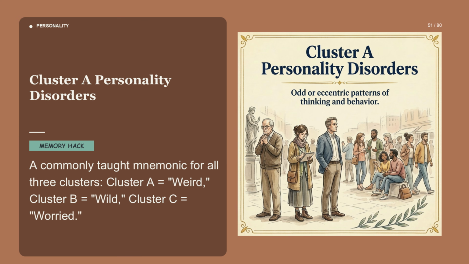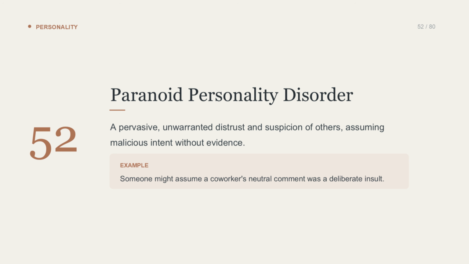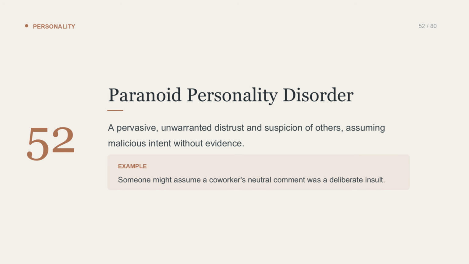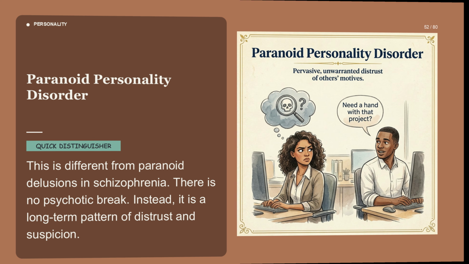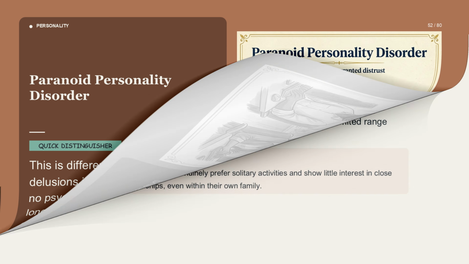For example, people in this cluster often appear unusual or detached to others, though not necessarily distressed by it themselves. 52. Paranoid personality disorder. Paranoid personality disorder involves a pervasive, unwarranted distrust and suspicion of others, including assuming malicious intent behind others' actions without evidence. For example, someone with this disorder might assume a coworker's neutral comment was a deliberate insult.